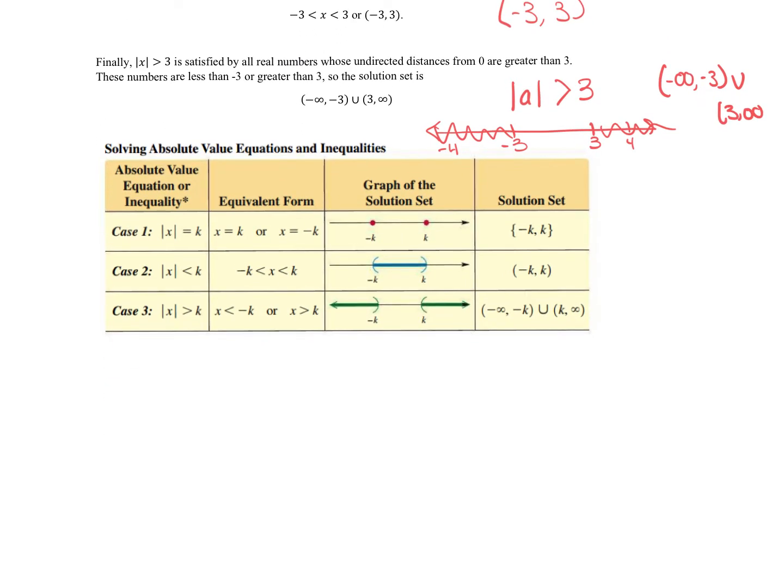Quick little reminder. If I have an equal sign, it results in a closed dot. Less than or greater than, parentheses. If it's sandwiched in between, the shading should be in between. And if it's an or statement, I should have this or this. So let's jump into doing some math.